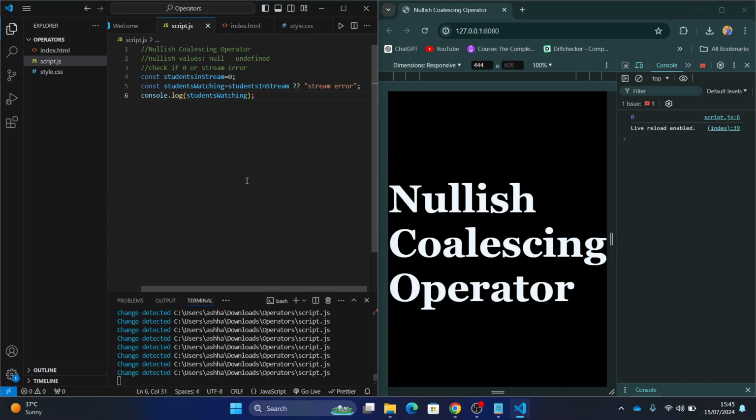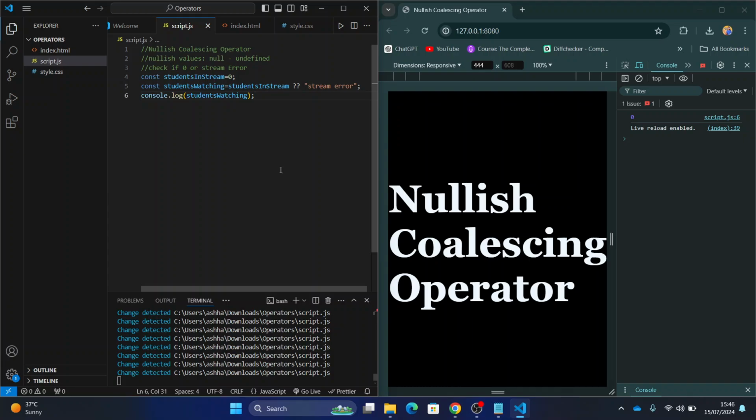Now, there is an idea that if the stream is working and the students watching right now are 0, that does mean that we should print 0 instead of stream error. And if there is stream error, that does mean that the value stored in students in stream is null or undefined and there is stream error. Now, right now the students in stream are 0. That does mean that the stream is working, but the students here are 0.